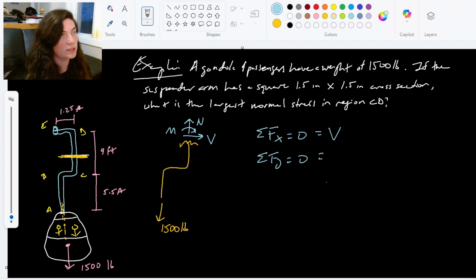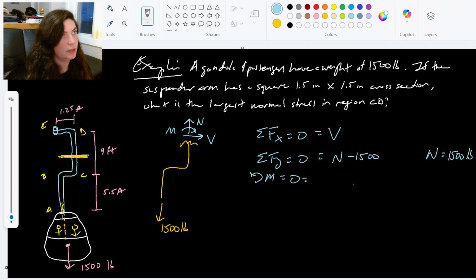Sum of y forces is 0. Only got 2 things in the y direction. That is N minus 1,500. So easy enough. That normal force is 1,500 pounds. And then finally, I'll take a moment about my cut there.